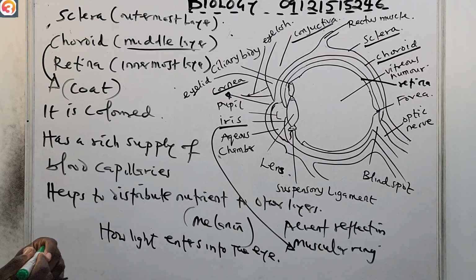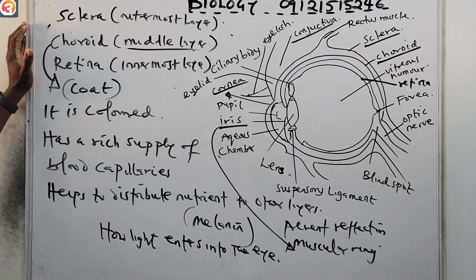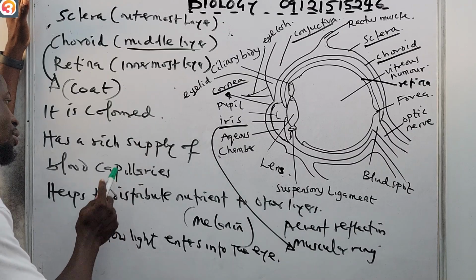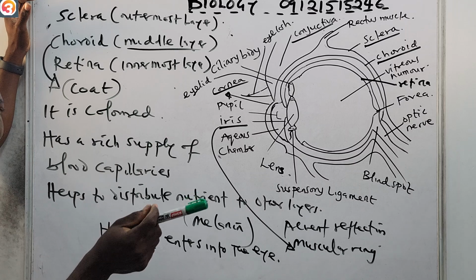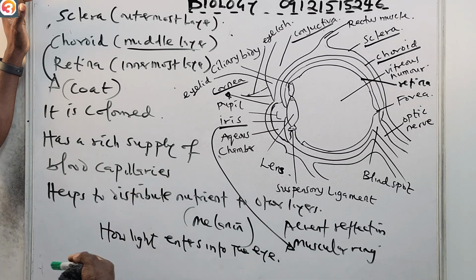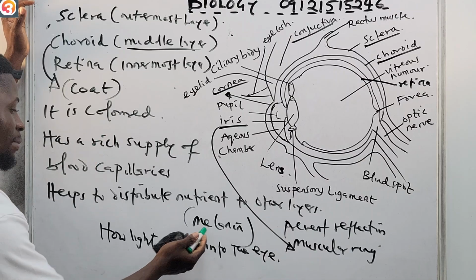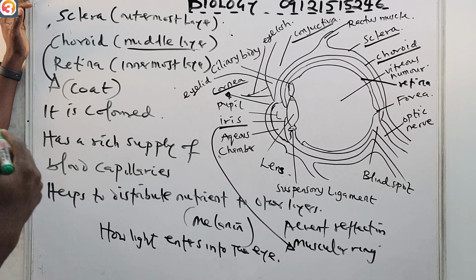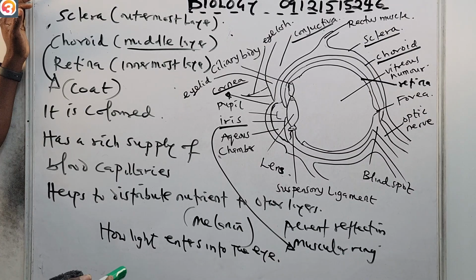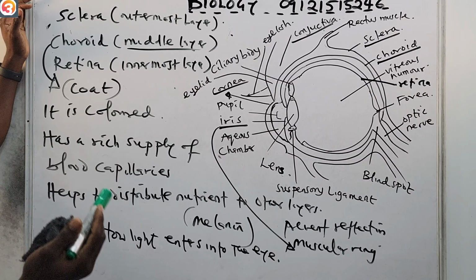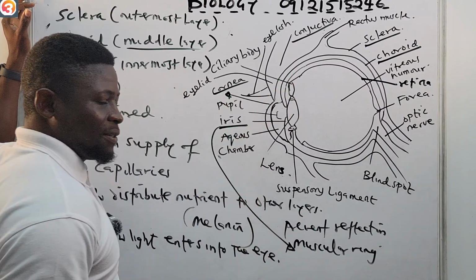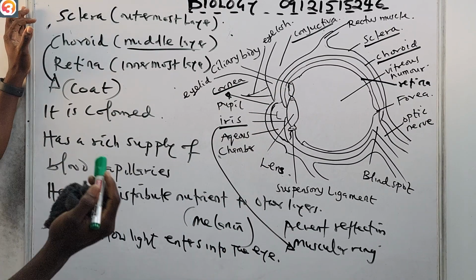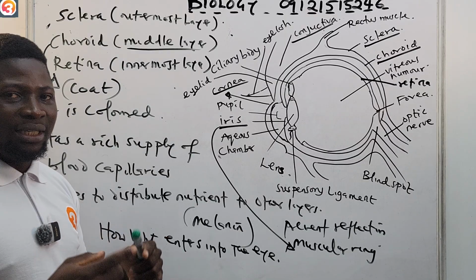It's also a very important part of the eye. So that is the choroid. We say it is colored, and the reason why it's colored is because it has a rich supply of blood capillaries. Because of that, it can supply nutrients to other layers of the walls of the eye. It also has a pigment called melanin, which helps to prevent reflection of light within the eye, and it is also attached to the iris, which is a muscular ring that controls how light enters into the eye.